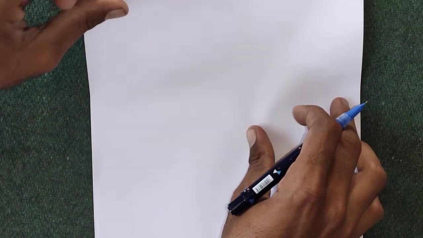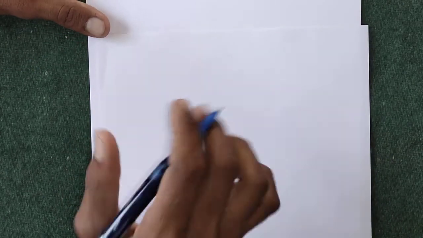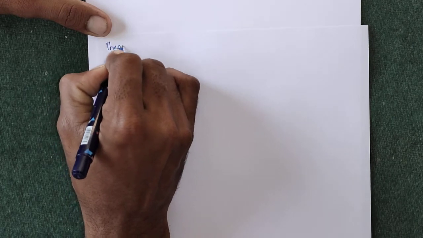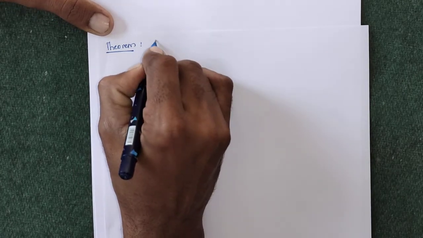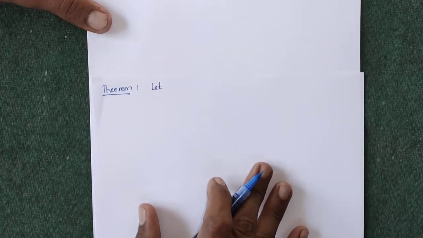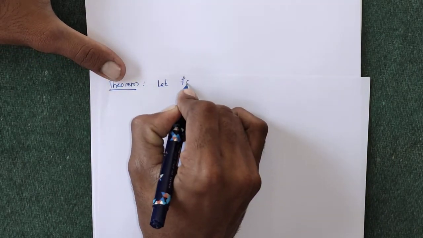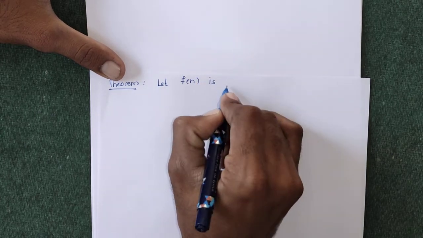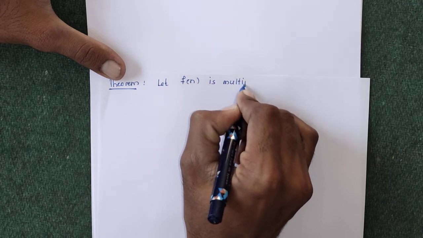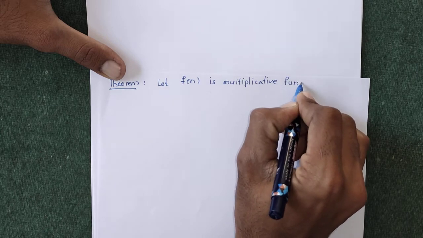So today we are going to discuss one more theorem on multiplicative functions. The statement of the theorem is: let small f of n be a multiplicative function.